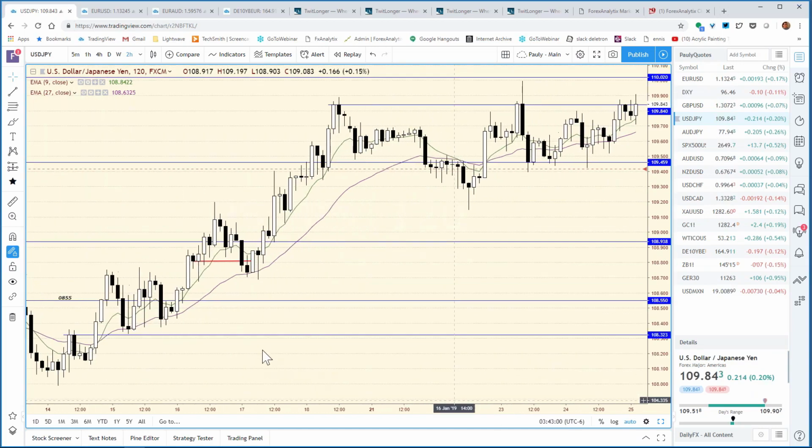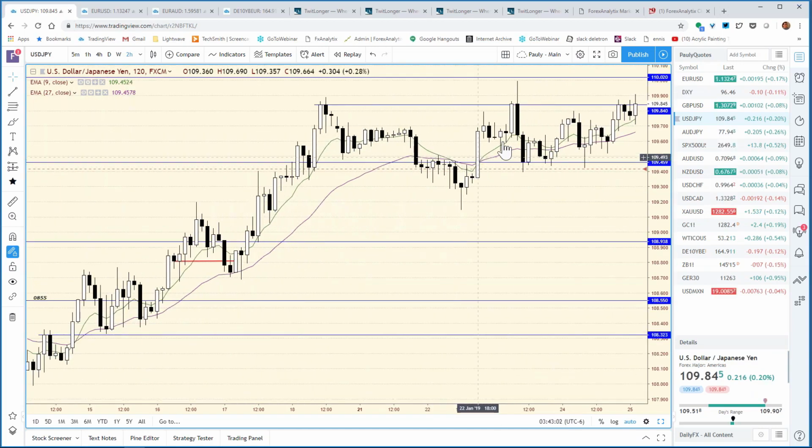Can we make new highs? Yeah, I think so, that's a possibility. But an extended leg, I don't know. But right now you can't argue the momentum. You can see it here, certainly higher.